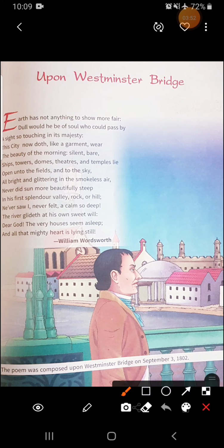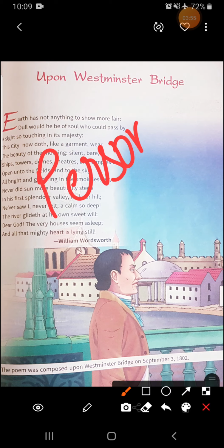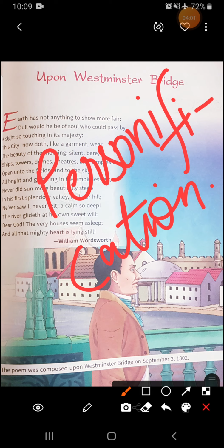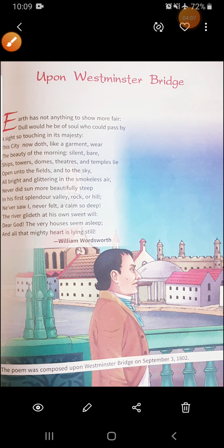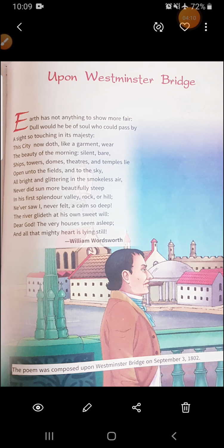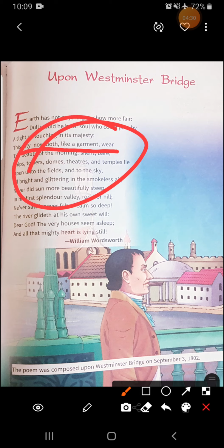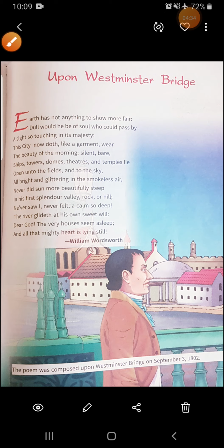Okay. Then the next thing is personification. Personification means when you attribute human qualities to inanimate objects, something which is not human. If you see this line, this city now doth like a garment wear. So now he is saying that this city is wearing a garment. Do you think any city can wear a garment? No, only humans can do that. So here he is comparing a human quality with the city.